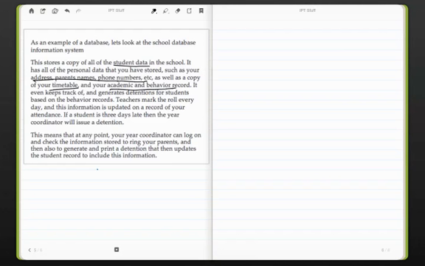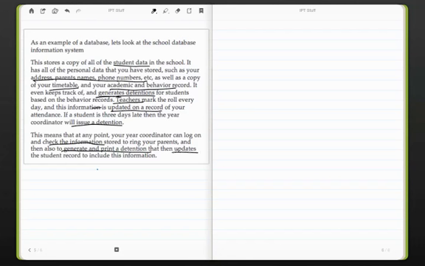It keeps track of and generates detentions for students based on the behaviour records. Teachers mark the roll every day, and this information is updated on a record of your attendance. If the student is 3 days late, then the year coordinator will issue a detention. This means that at any point your year coordinator can log on and check the information stored to ring your parents, and then also generate and print a detention that then updates the student record to include this information.